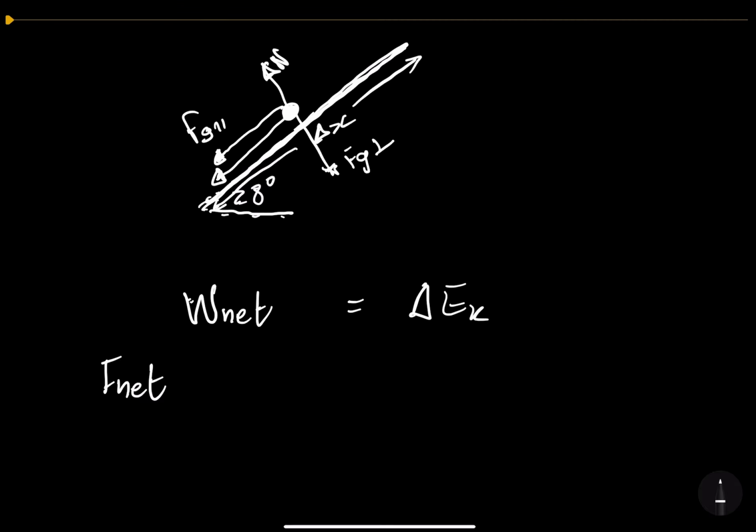So this is going to be the net force multiplied by delta x. Remember, this is what we're looking for, right? Multiplied by the cos of theta, and this is going to be the change in kinetic energy. Right, now let's do that.